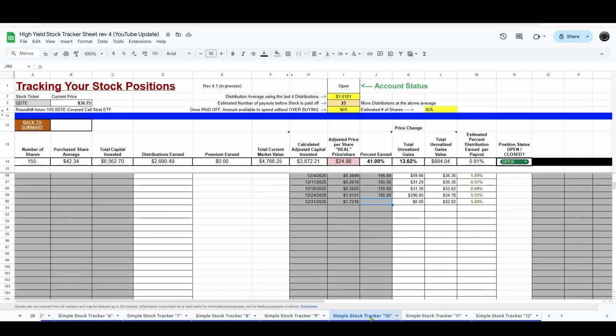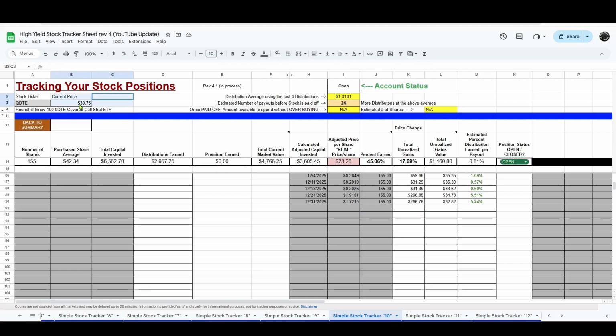And moving on to QDTE. For QDTE, we earned $1.72 for this week. A very nice distribution. And I have a total of 155 shares. So my real price per share of $24.98 now drops to $23.26. A very nice drop in QDTE.